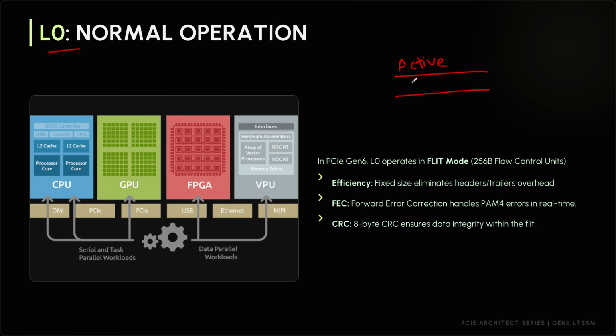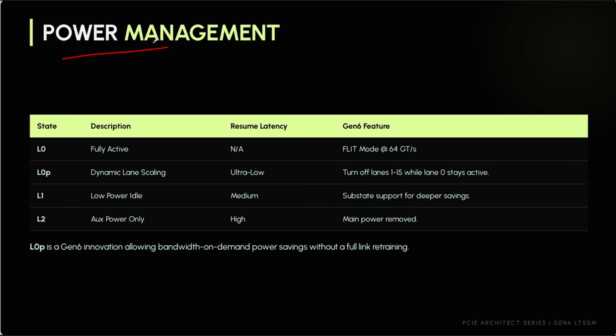But keeping the link active all the time consumes power. So PCI introduced power saving mechanisms. Now let's look into power management. Power efficiency is extremely important in modern systems. So PCI supports several low power states, that is nothing but your L0, L0p, L1 and L2.